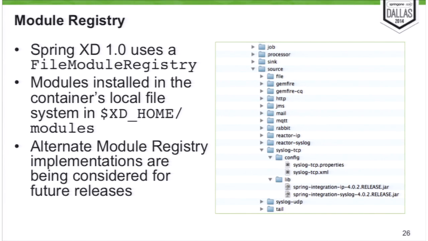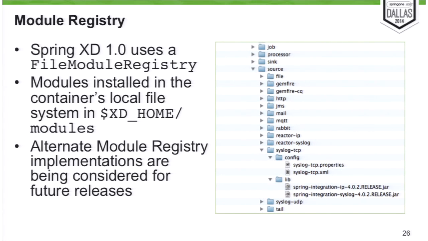And the module registry is pretty much located wherever you install XD. What we refer to as XD home is the root installation directory, /xd, and then under there's a modules directory that looks something like this screenshot on the right.